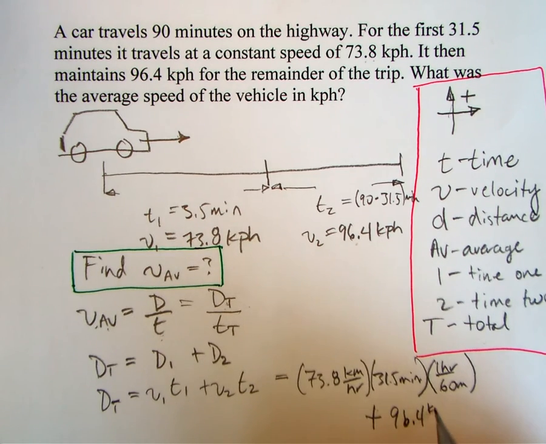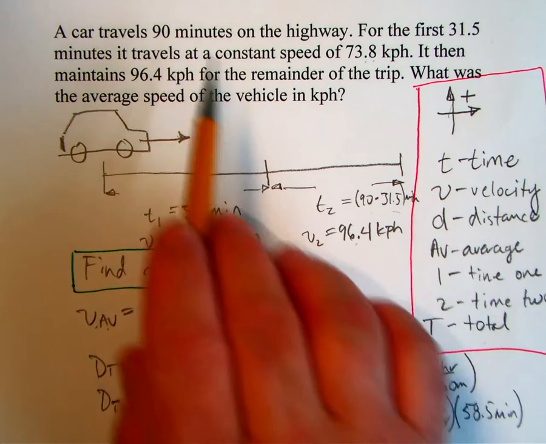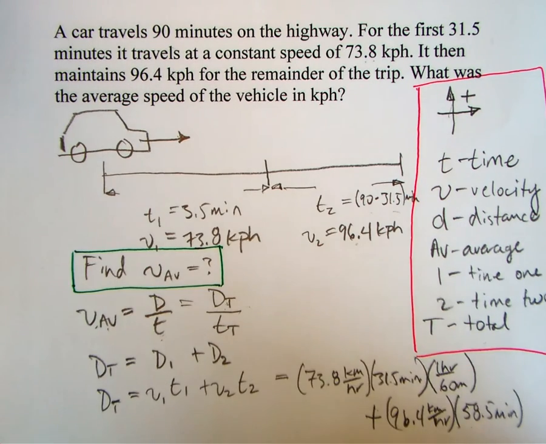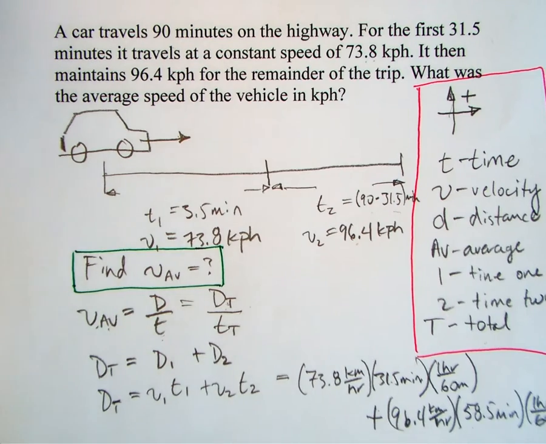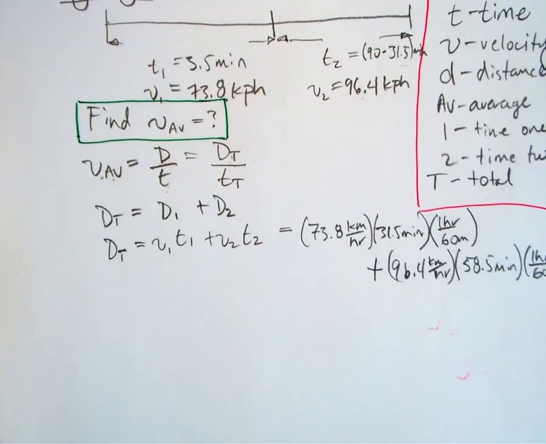96.4 kilometers per hour times 58.5 minutes. Where did I get that 58.5 minutes? Well, take 90 minus 31.5, because when it's on the road for 90 minutes, that means 58.5 minutes. And again, 1 hour is 60 minutes. Okay. And what I want to do is just slightly move down and keep working.